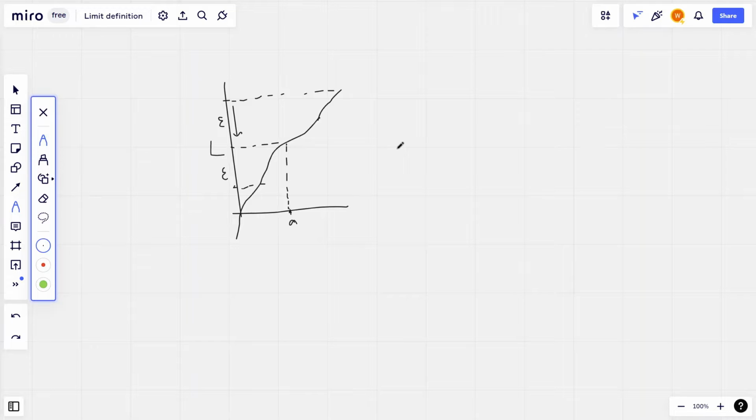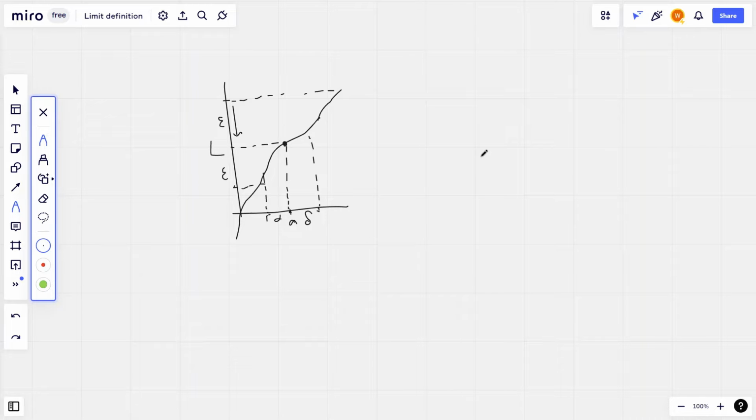Similarly, if we have some delta, then if we keep decreasing this value of delta, we'll go closer and closer to A such that A plus delta will approximately be A as delta gets really, really small. Okay, so now I'm going to propose an idea.